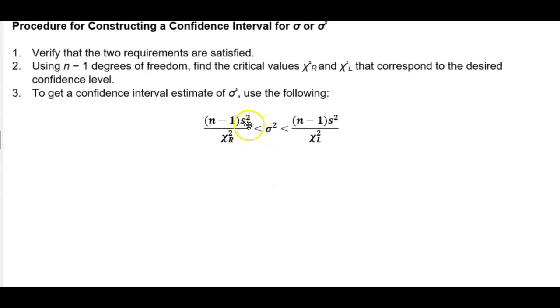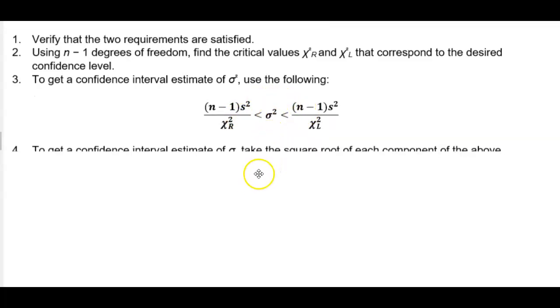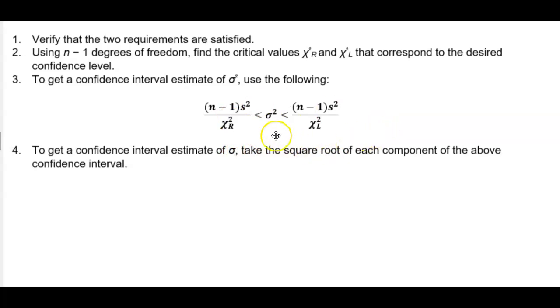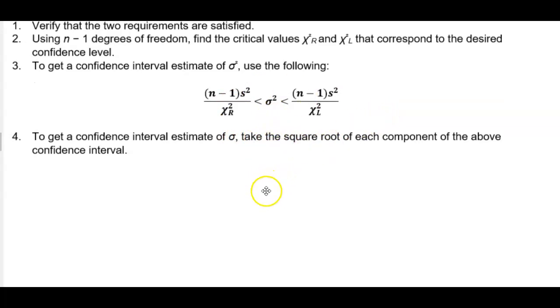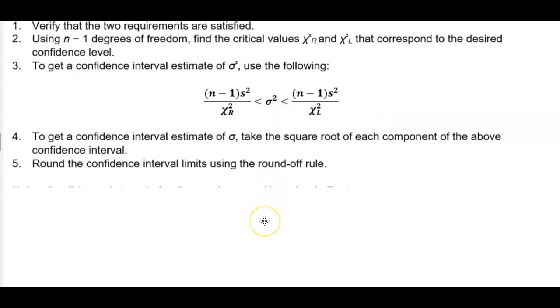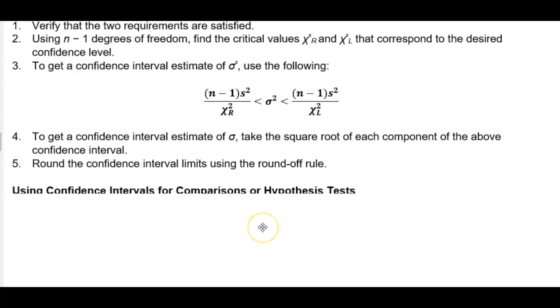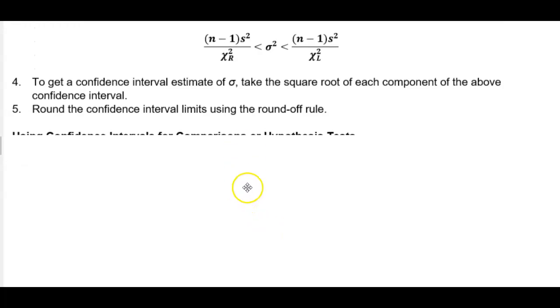Here are our formulas on the left and on the right, and this would represent the population variance. And then to get a confidence interval estimate of the population standard deviation, we would take the square root of each component of the above confidence interval. And then number 5, we would round the confidence interval limits using the round-off rule.